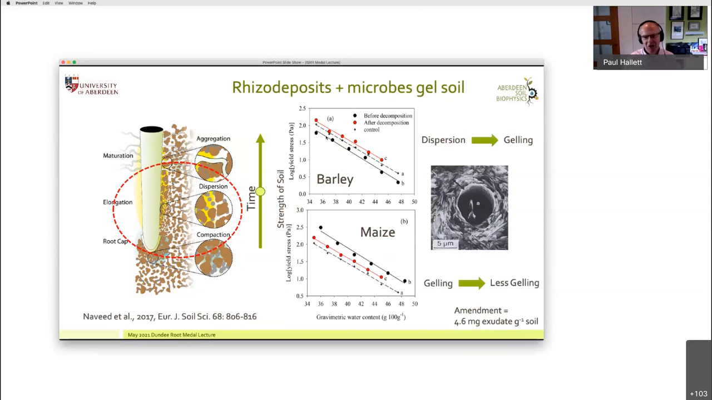The microbes consume these compounds, and then we're left with less of it in a slightly different form, and it goes from jelly to a bit less jelly. But it does describe the soil structure that generates as roots grow and as it matures over time.